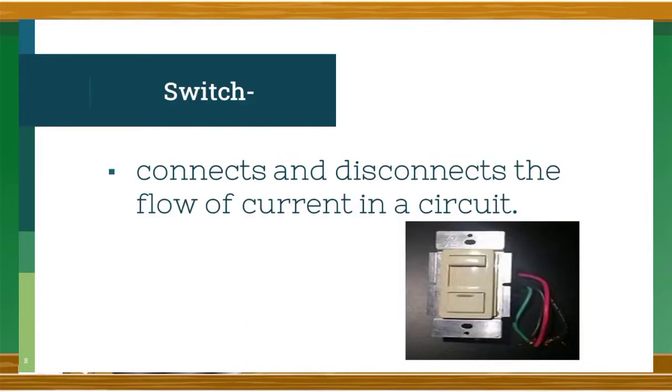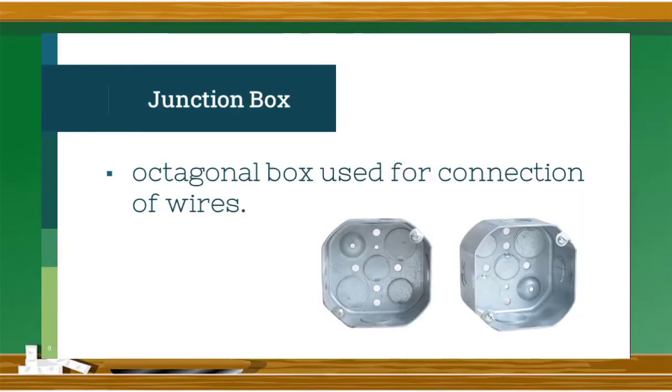The third one is the switch. It connects and disconnects the flow of current in a circuit. The next one is the junction box, an octagonal box used for connection of wires, and also it protects the electrical connection from the weather, as well as prevents people from accidental electric shock.